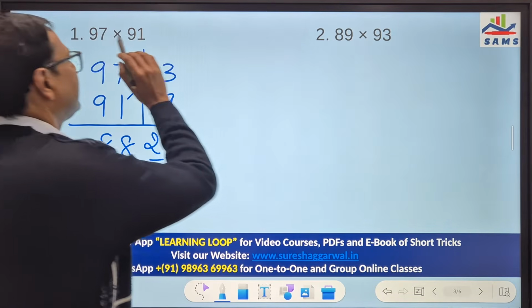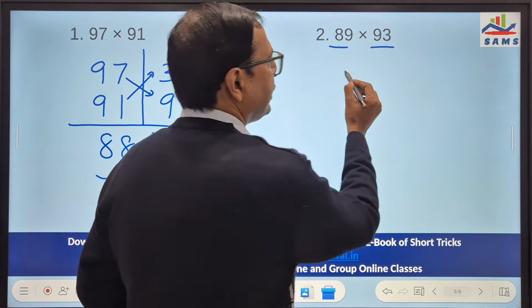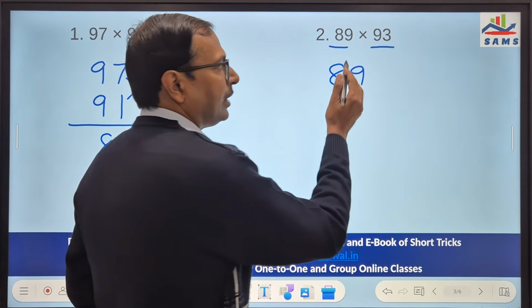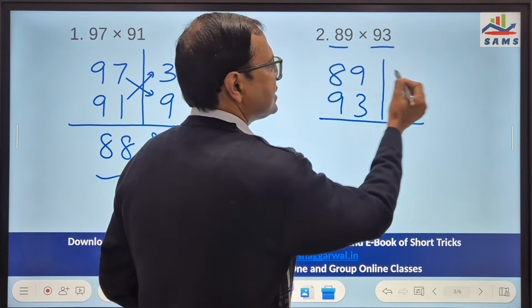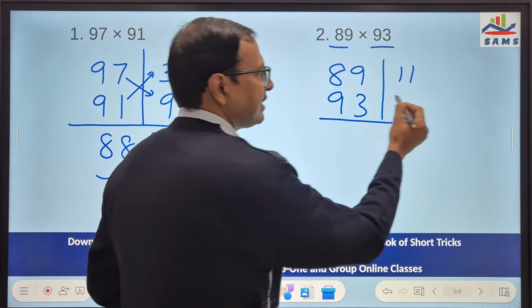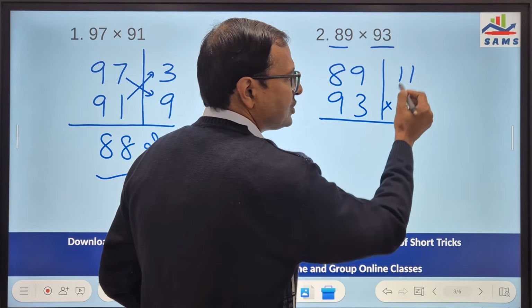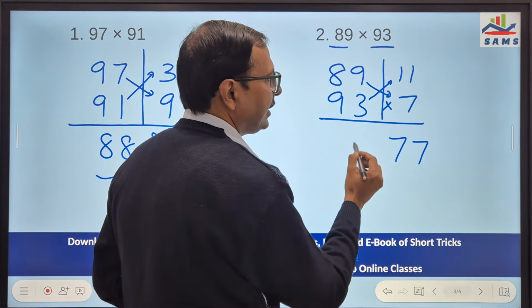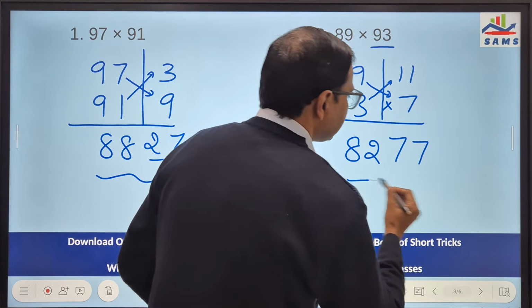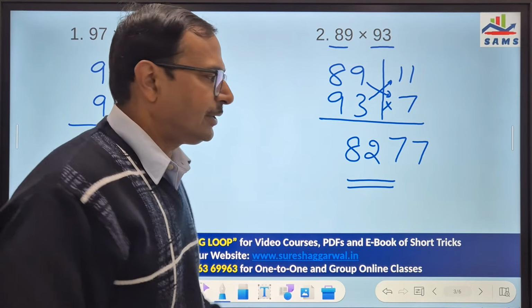Likewise, same here, the two numbers are close to 100 and both of them are below 100. So what are the deficits? This is 11 less than 100 and this is 7 less than 100. When you multiply these two, you get 77, and just subtract like this or like this, you get 82. So 8277 is the product.